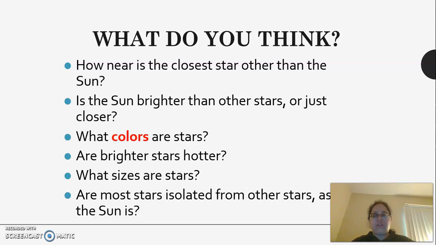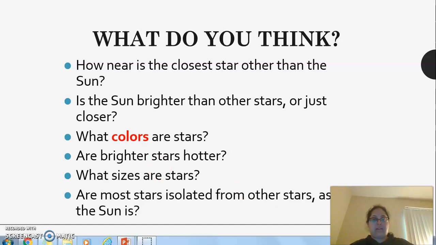These are just some questions. Just think about them right now. How near is the closest star other than our sun? Is the sun brighter than any other stars, or is it just closer to us and that's why we see it brighter? What colors are stars? Are brighter stars hotter? What sizes are stars? And are most stars isolated from other stars as the sun is?